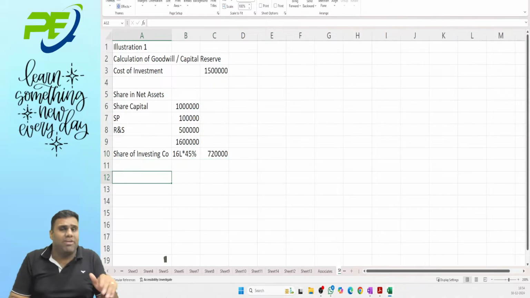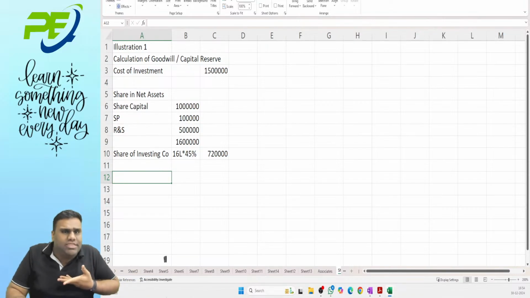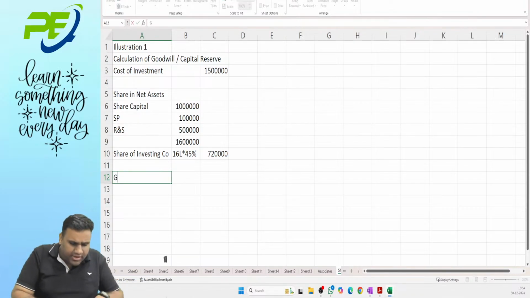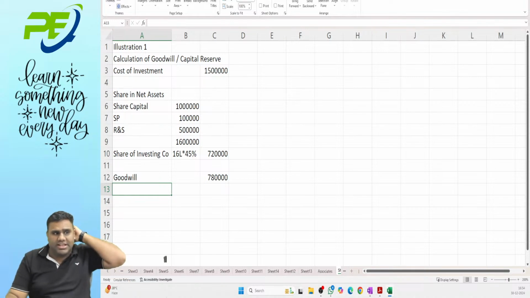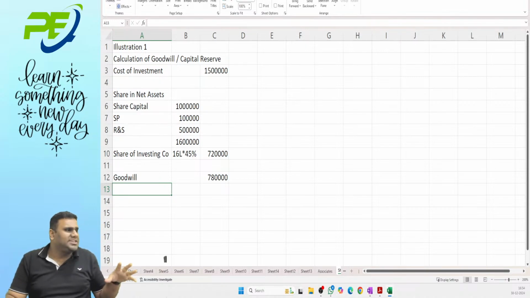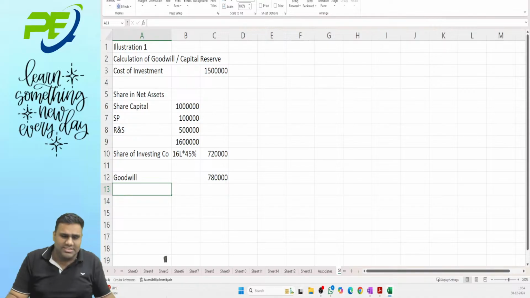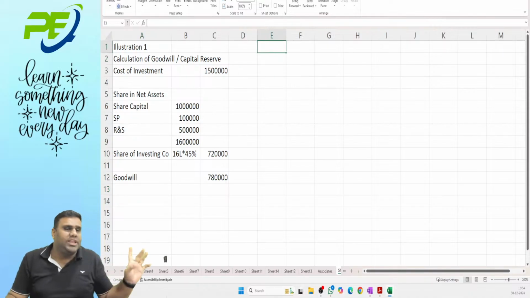So have I paid extra or have I paid less? Because I am getting 720 only, and I have paid 15 lakh. Goodwill is 7 lakh 80,000. Everyone, is it clear? But the presentation is really hilarious. AS 23 says, don't talk too much, follow it.